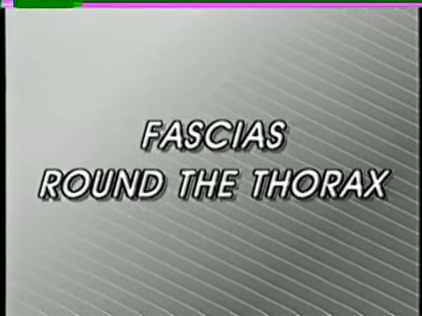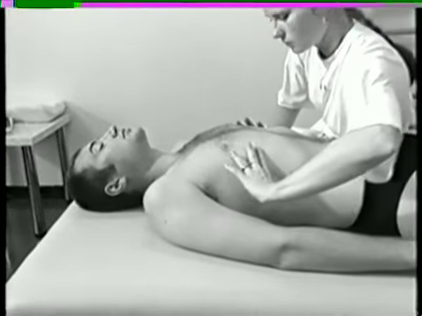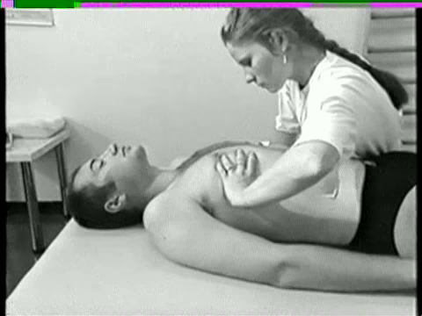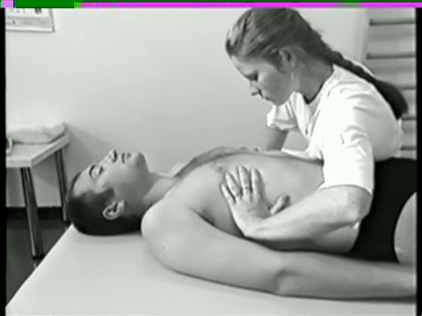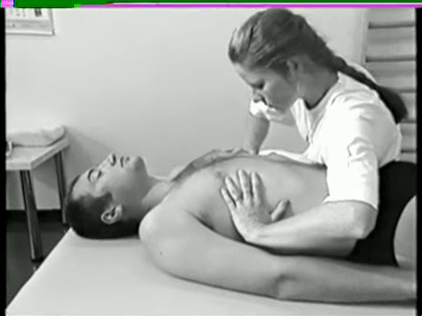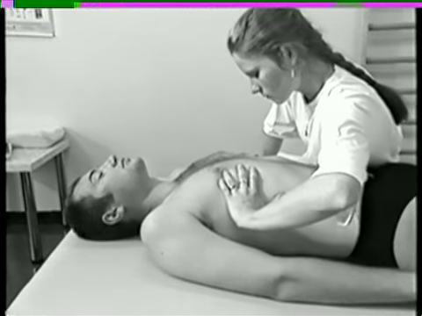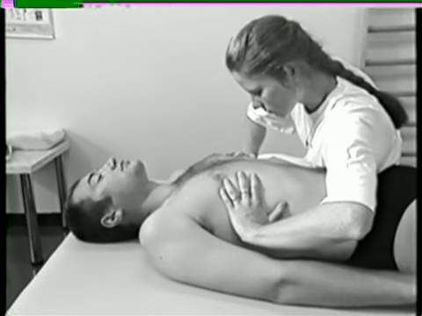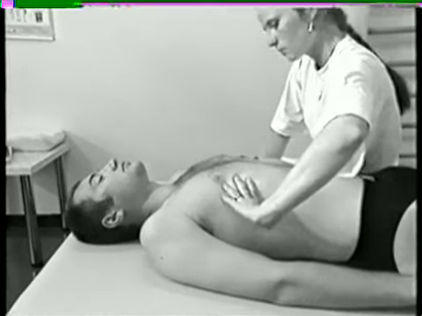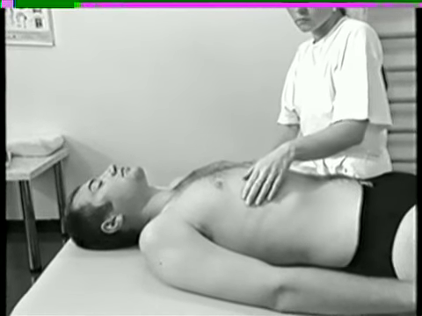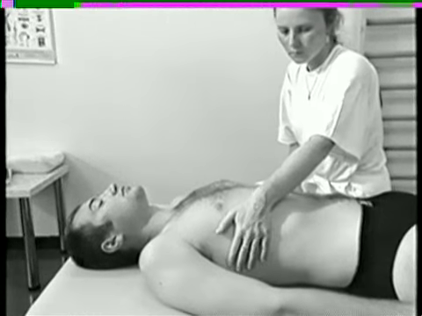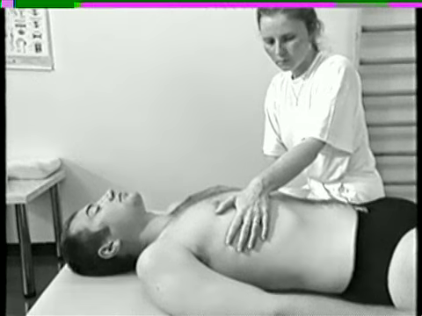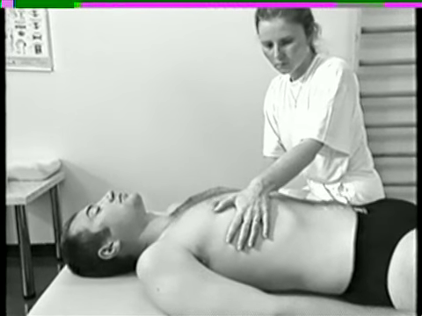Fascias round the thorax. In chest pain, in particular in women with mastodynia and in patients with trigger points in the subscapularis, movement of fascias at the chest is often restricted. Mobility of the soft tissues must be examined on both sides, round the axis of the trunk, noting any asymmetry. We treat the restricted side, engaging the barrier. The patient breathes in and release occurs on exhalation.